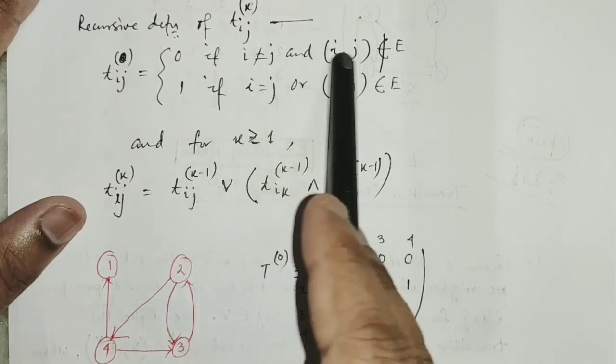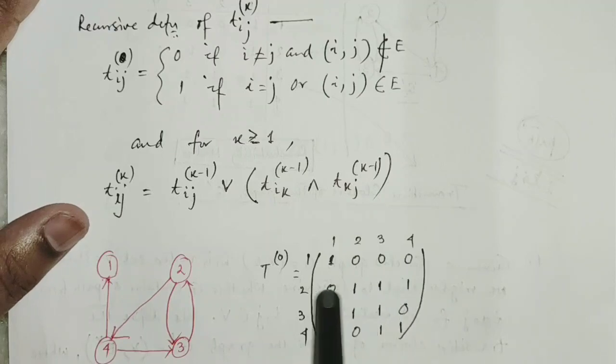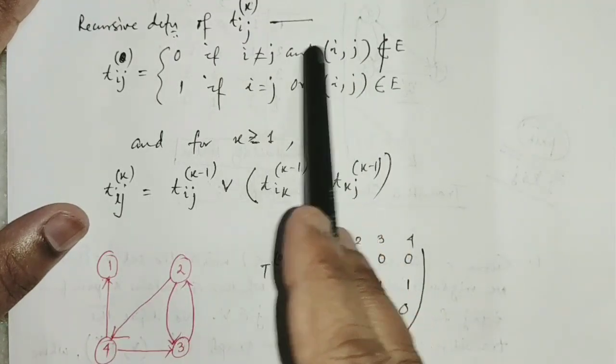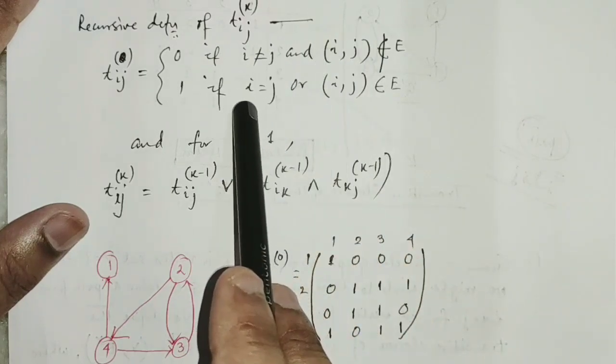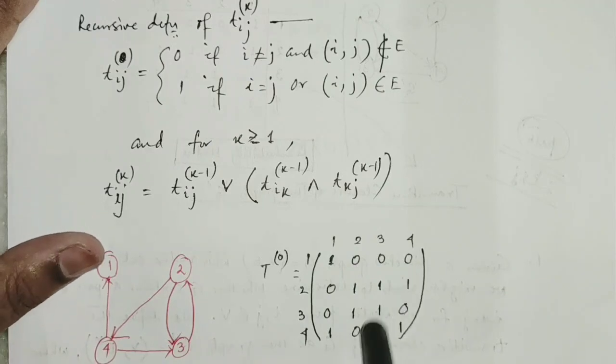So you are not sticking to the first one, you have to come to the second one for verification. Fine. So in that way, 2 to 4: i is not equal to j, and 2 to 4 there is an edge, so this definition is false. Come back here. So that is false, but 2 to 4 there is an edge, so you can put 1 here. So in that way you can form the T0.